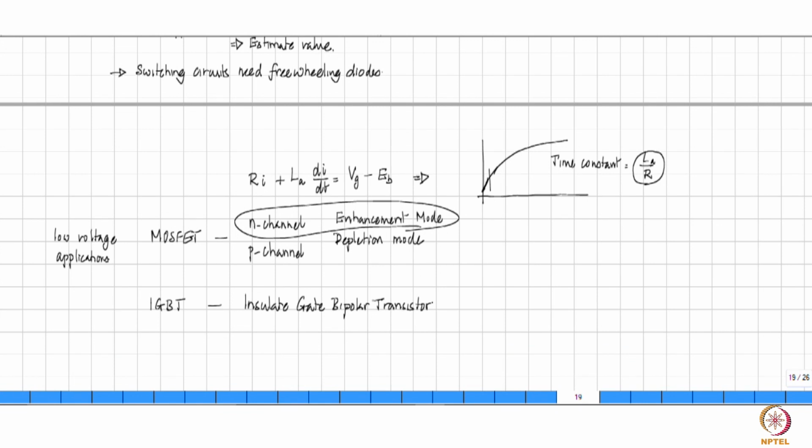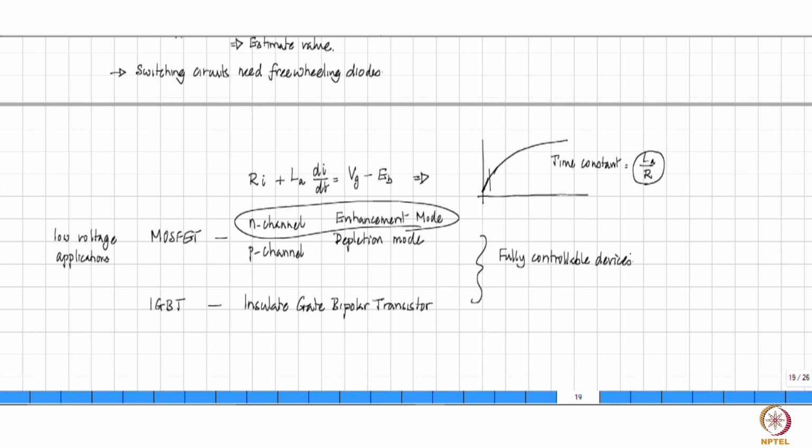Right. So, mostly these are the two devices that are used. These two devices are what are called fully controllable switches. Fully controllable devices. That means you can decide when you want to turn on this device and when you want to turn off this device. Completely both operations are in your hands.